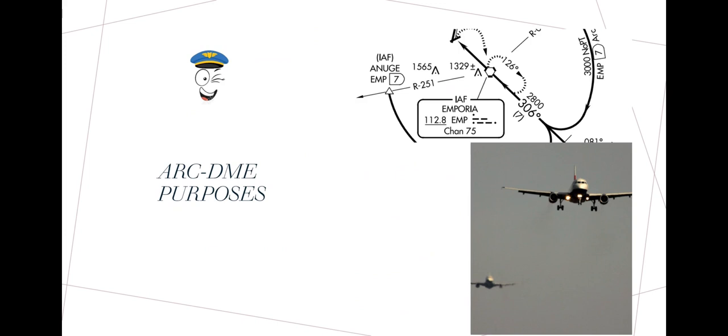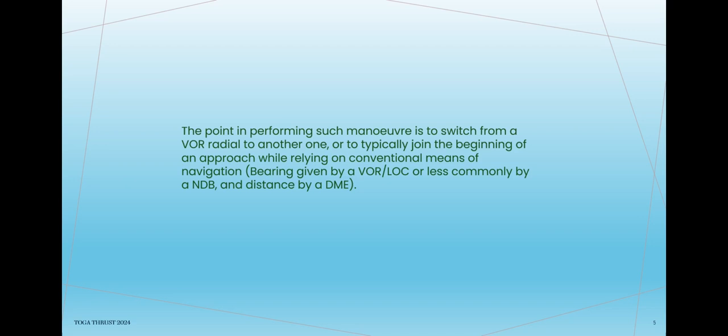Arc DME purposes. The point in performing such a maneuver is to switch from a VOR radial to another one, or to typically join the beginning of an approach while relying on conventional means of navigation: bearing given by a VOR, or less commonly by an NDB, and distance by a DME.